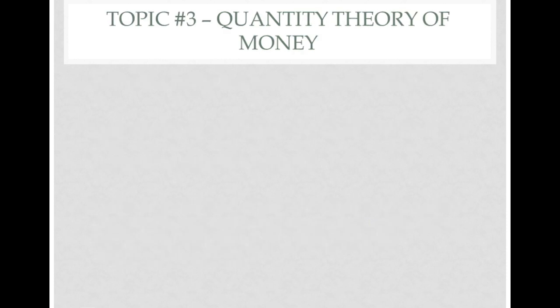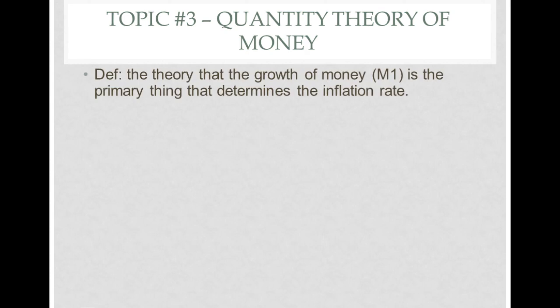Okay, and the last topic in this lesson is what's called the quantity theory of money. And the quantity theory goes like this. It's the theory that the growth of money, remember what we call money in this class, M1, is the primary thing that determines the inflation rate. Now, if that's true, there's an equation that goes along with it, and that equation is MV equals PY, or sometimes you'll see it written as MV equals PQ.